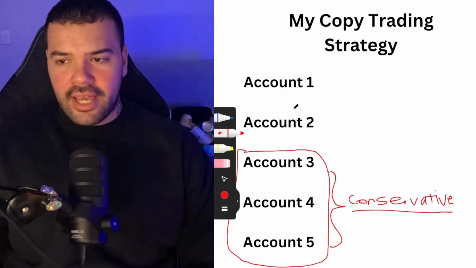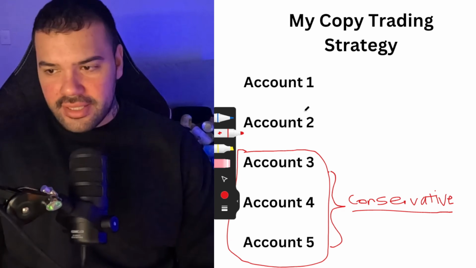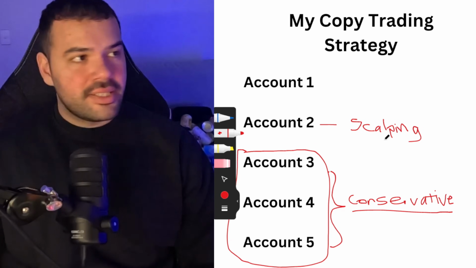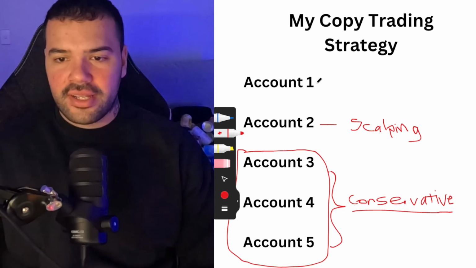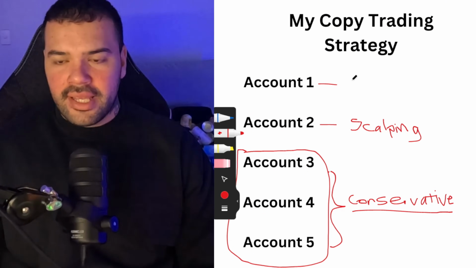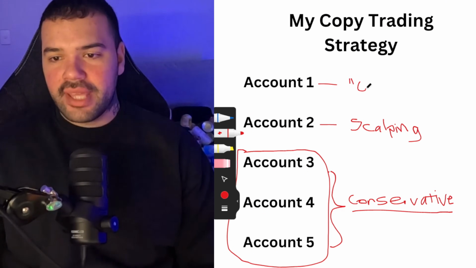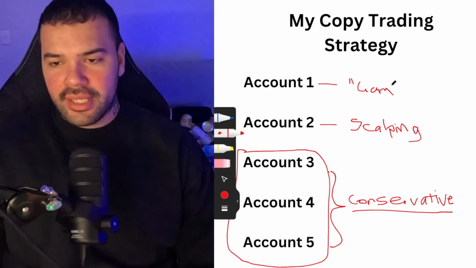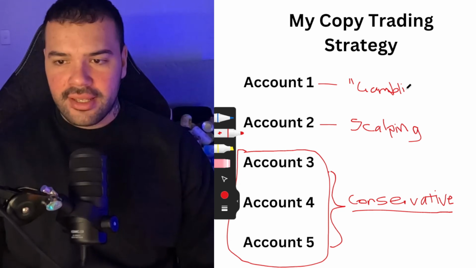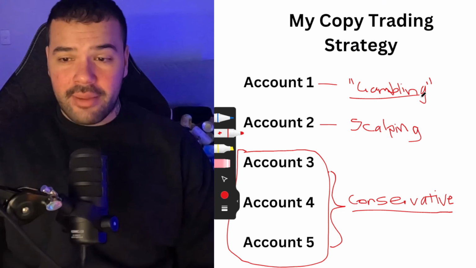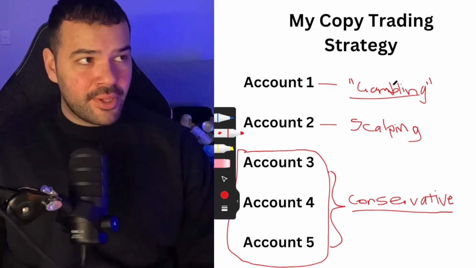Then we have account number 1 and 2. Account number 2, this is my scalping account, which employs a more aggressive risk management strategy. And this account number 1 is my, for lack of a better term, gambling account. And it's not really a gambling account, as in I don't take stupid plays with it. I am taking my actual setups and trades that I like. However, I am risking a lot. And this is my go big or go home account.